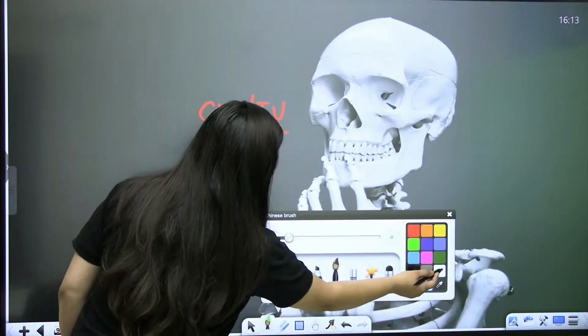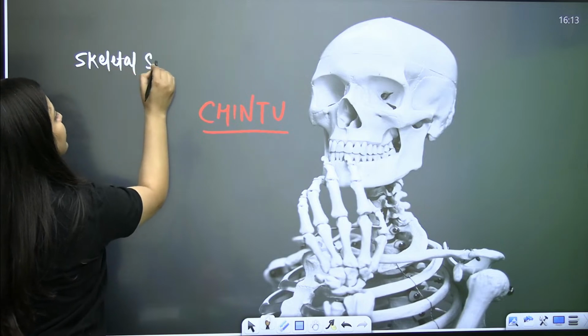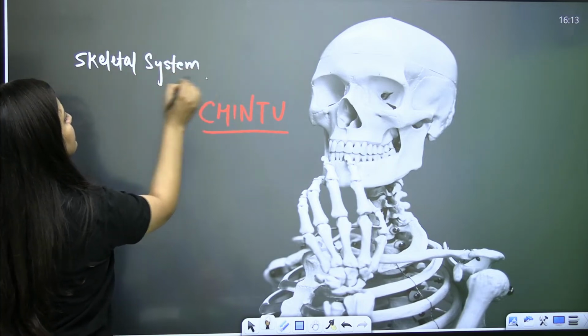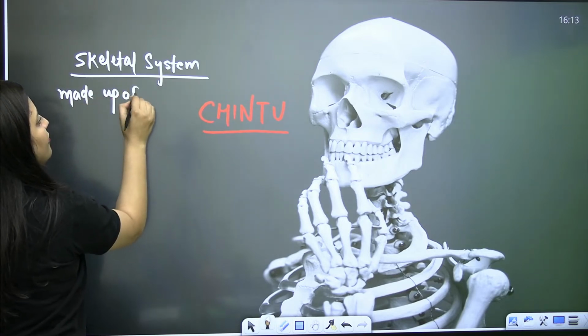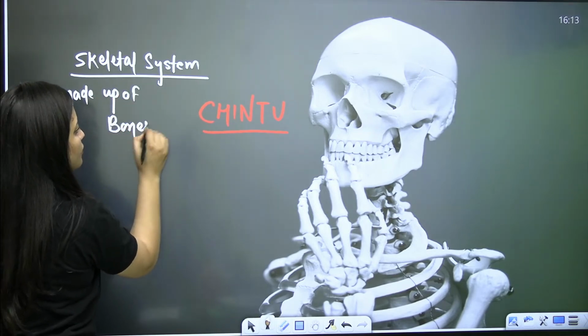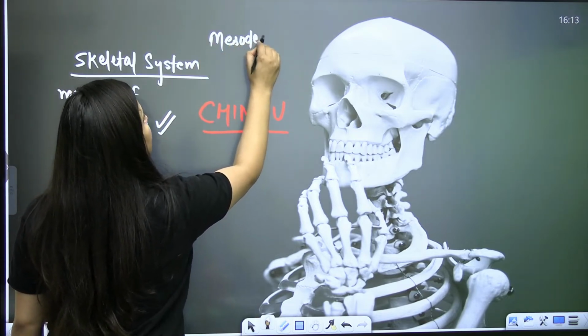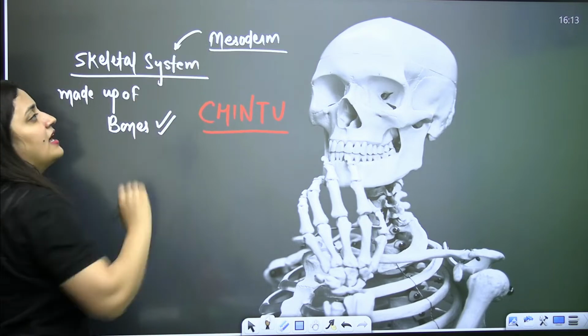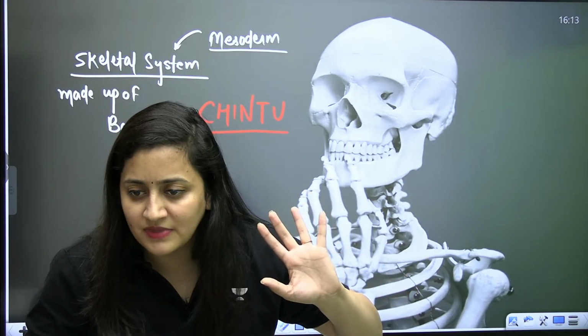Okay, so when we talk about the skeletal system, you know that in our case, it is made up of what? It is made up of bones, right? And if I talk about the germ layer, students, you know that it is the mesoderm. It is the mesoderm that will form your skeletal system. Which germ layer is going to form the skeletal system?